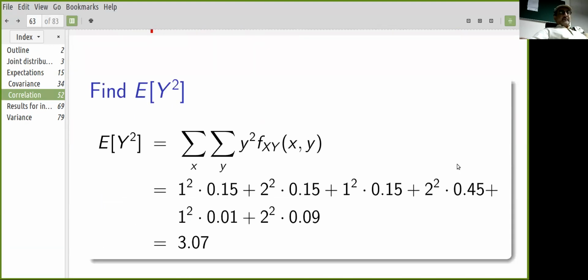The expectation of y squared is the sum over the allowed values of x and y of y squared times the PMF, and that gives you 3.07.